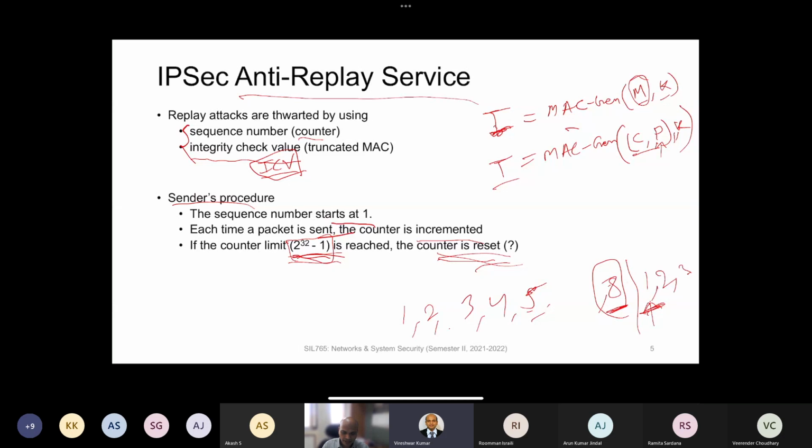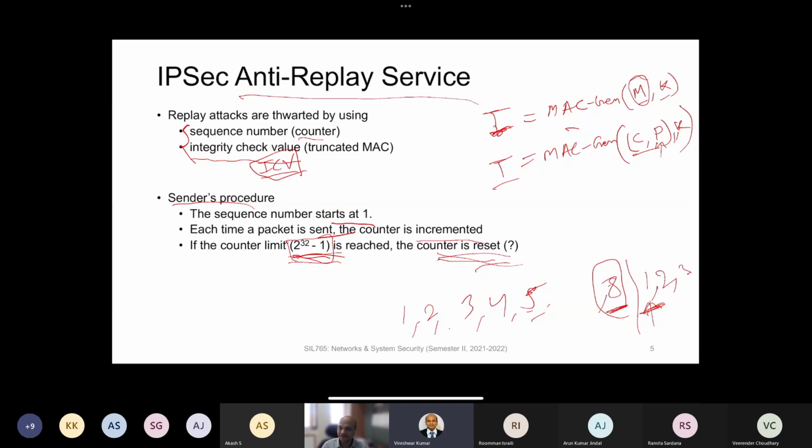So any other comment by anyone? No comments? Okay.